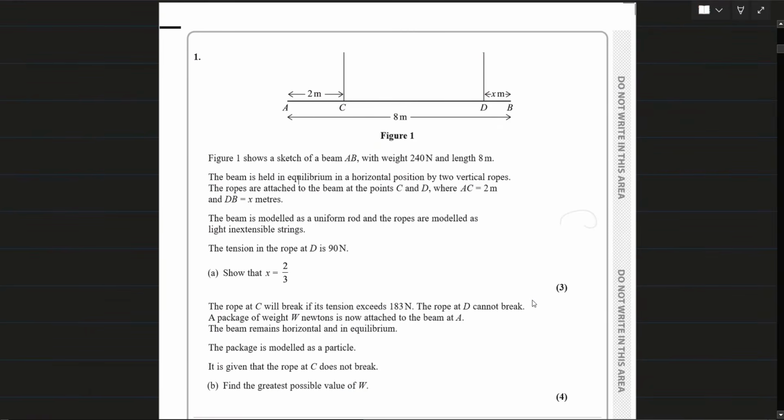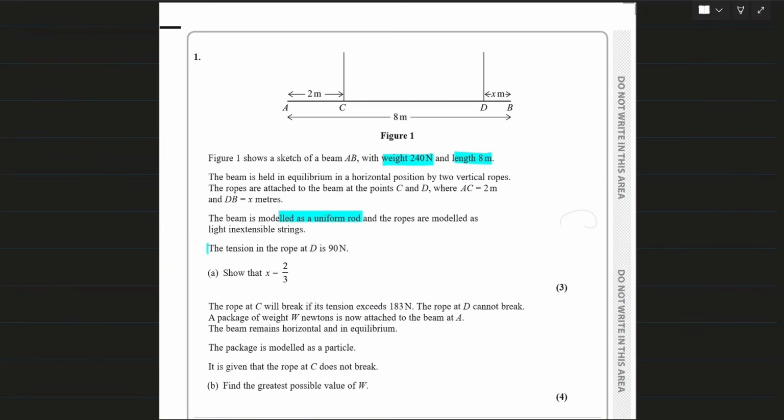In this question we see that we have a beam and the beam has a weight of 240 Newton and the beam also has a length of 8 meters. We also see that the beam is a uniform rod. As the beam is a uniform rod, the center of mass of this beam will be at the center of the beam.